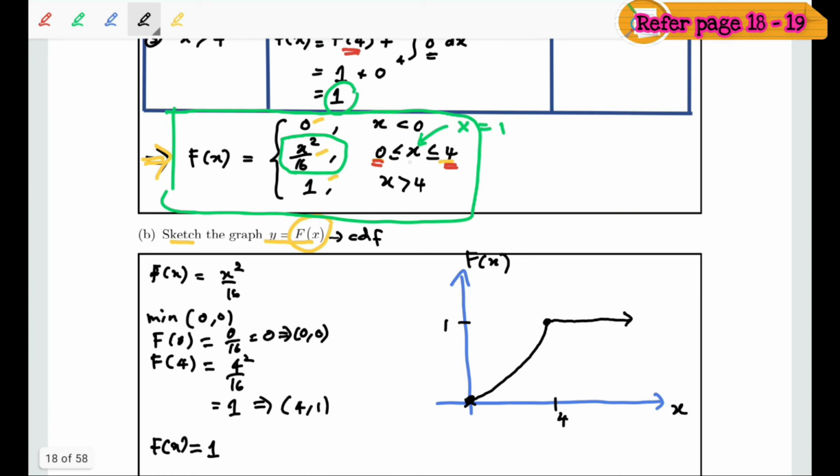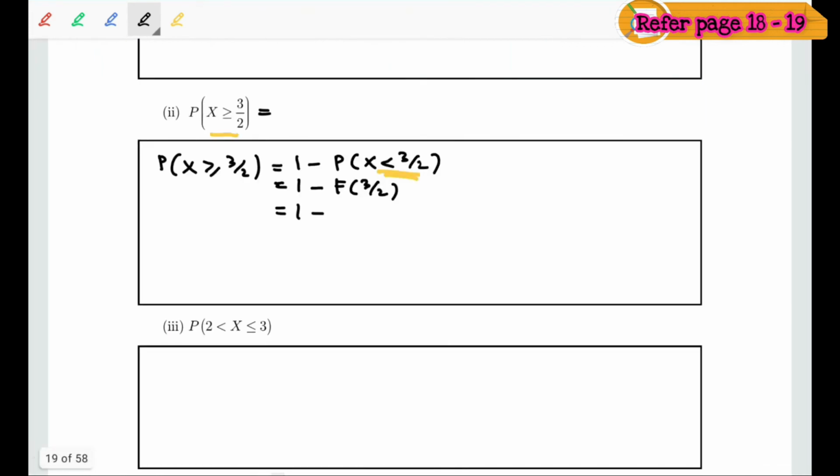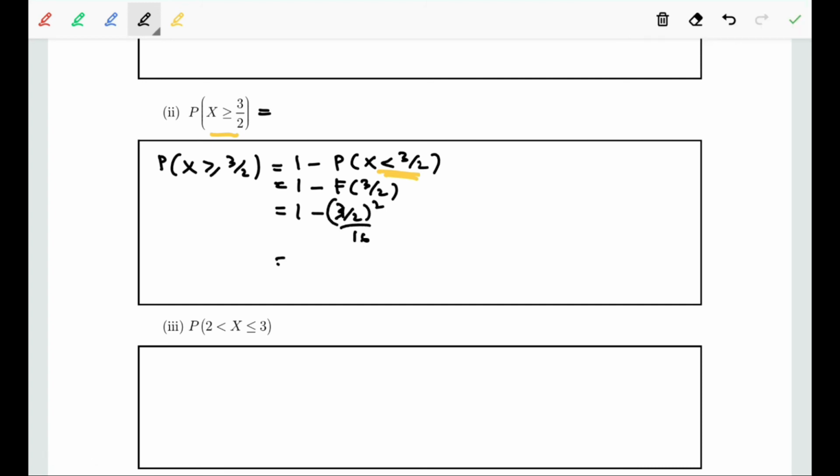1.5 obviously is between 0 and 4, so we are going to substitute into the same function. So 1 minus 3 over 2 squared over 16. We are going to substitute into this function, x squared over 16, which is for x greater than 0, less than or equal to 4. Then calculate, and at the end you will get 55 over 64.